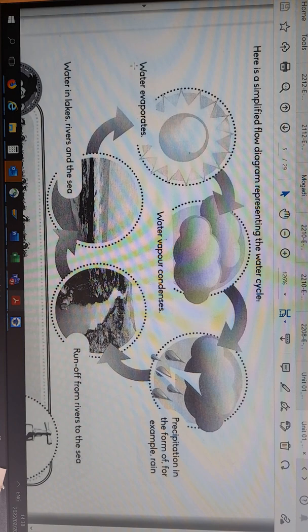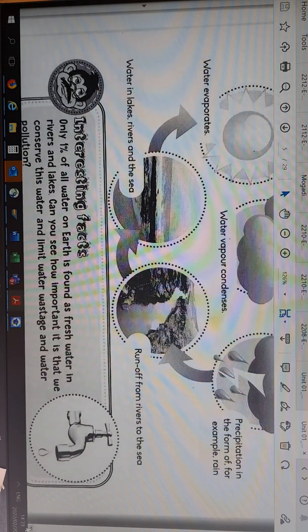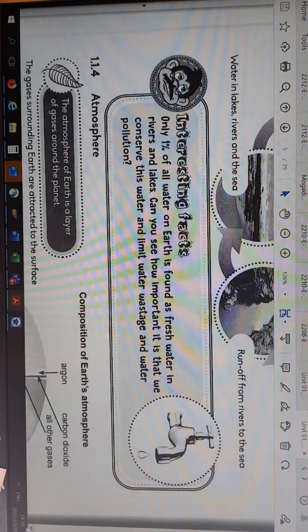Then the water evaporates, because it's hot, the sun is out. Water vapor condenses because it's cold at the top and it's hot at the bottom. Then precipitation, for example rain, forms, and it starts raining, and runs off from rivers to the sea. That rain goes to the rivers, and the cycle continues. That is why we say that we never run out of water. Water recirculates. So that is very important.